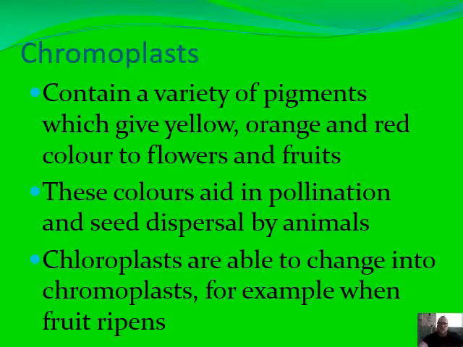Now, these colors aid in pollination and seed dispersion by animals. So you think about it, if you walked up to a banana and it was completely green, you know that you should not eat it because it's not ripe yet, okay? So what this indicates to a pollinator or an animal is that, hey, I can actually navigate myself towards these things and it will be ripe. So that is more for fruit.